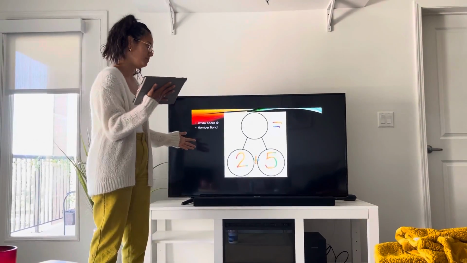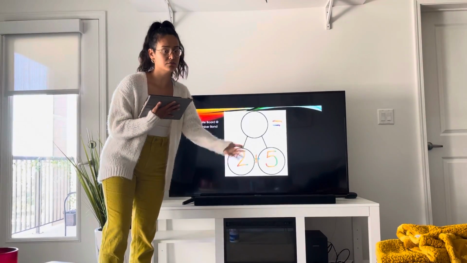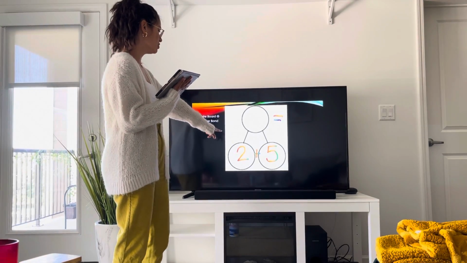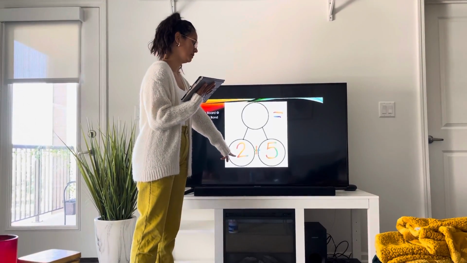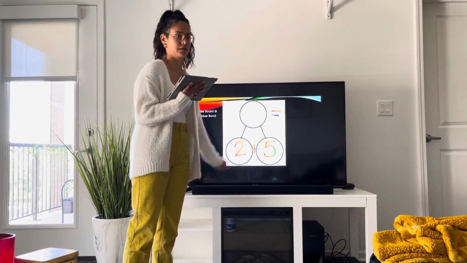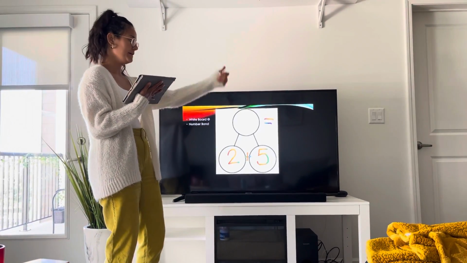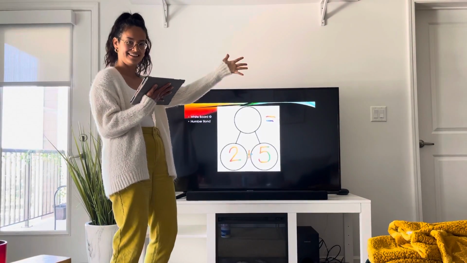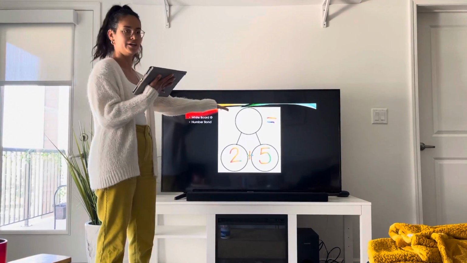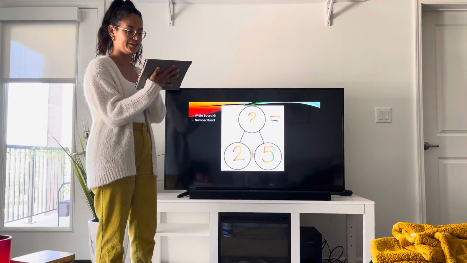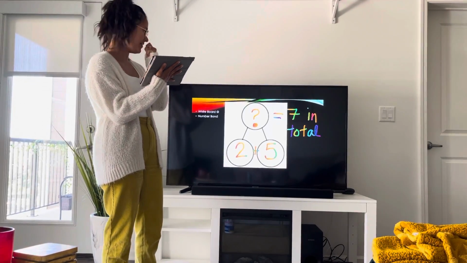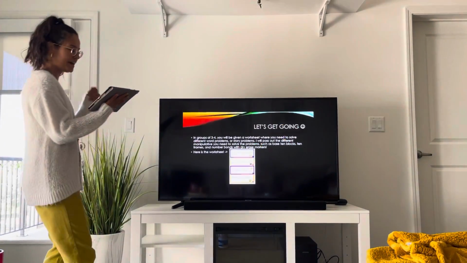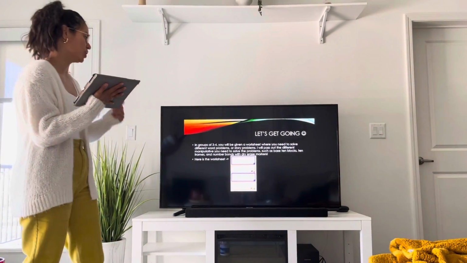So let's see. We know it's an addition because we want to know the total of bracelets. Let's count together, okay? Let's pick 2, first number, and then let's add 5 to it. So 2, 3, 4, 5, 6, and 7. What's the total number? 7. Very good. We know it's 7. 7 in total. Kiss your brain. That was awesome. Okay, let's get going.